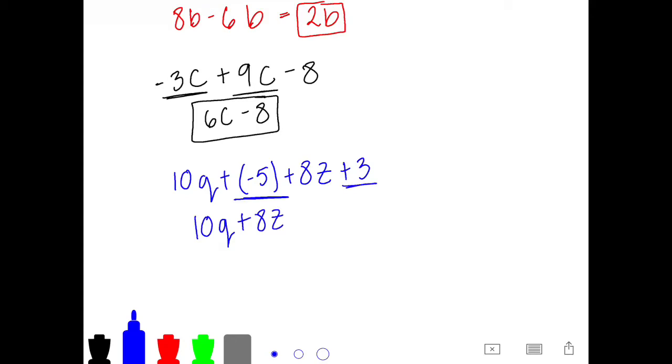And now all we have left to look at are negative 5 and positive 3. Just combine those terms by setting them up as negative 5 plus 3, which will give you negative 2, because you're keeping the sign of the greater number, which is negative 5. So now you're left with 10q plus 8z minus 2.